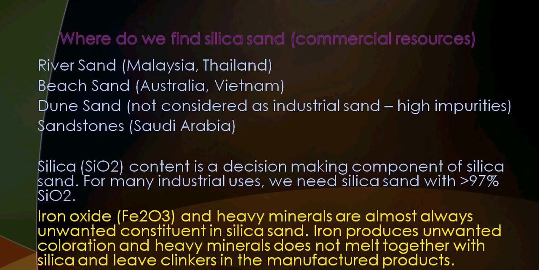For example, when we are making clear flat glass, if there is more than 500 ppm iron in the silica sand, this iron will give a red, brown or green coloration tinge to the manufactured glass. And if the silica sand has heavy minerals, what happens? Heavy minerals will not melt at the same temperature at which the silica sand melts. So they remain as clinkers and appear as clinkers in the manufactured glass.